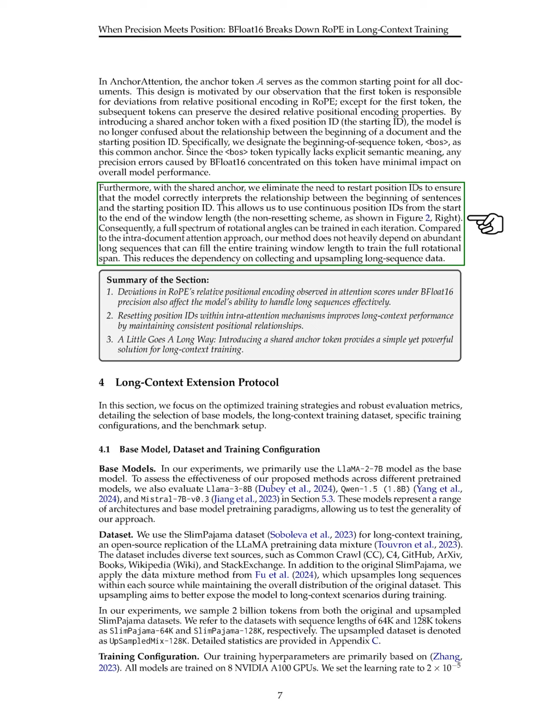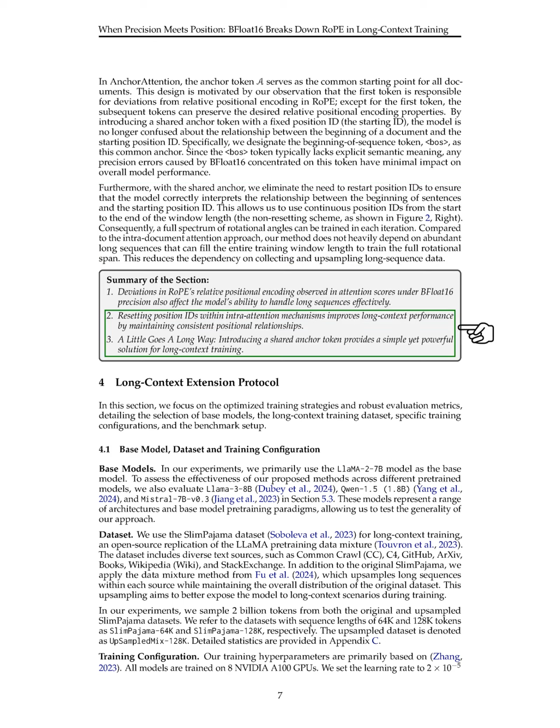This approach allows us to use continuous position IDs throughout the window length, enabling the model to train on the full range of rotational angles without relying heavily on abundant long sequences. This reduces the need for collecting and upsampling long sequence data, making our method a powerful solution for long context training.